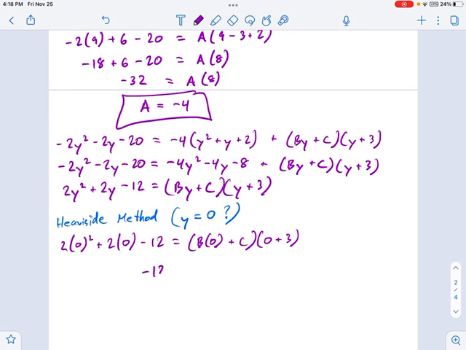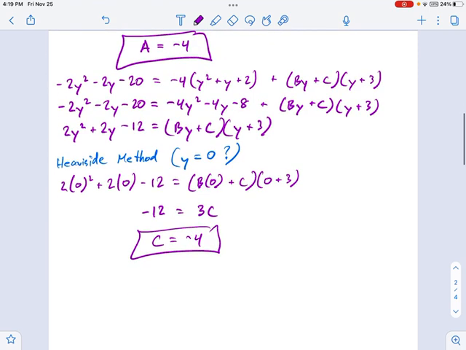On the left side, it crosses out very quickly. That's negative 12. On the right side, I get 3c. Okay, so c equals negative 4. Well, that's fantastic. Now I have a and c. Finding b should be pretty quick.